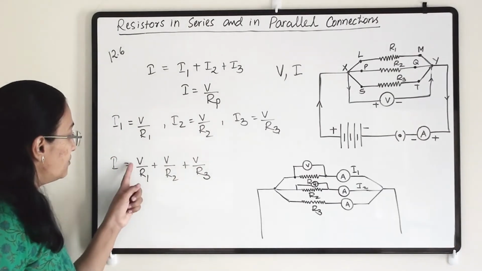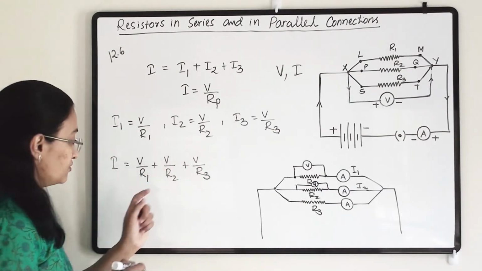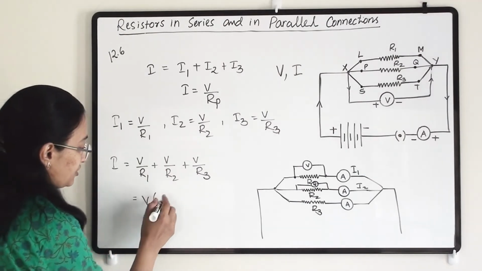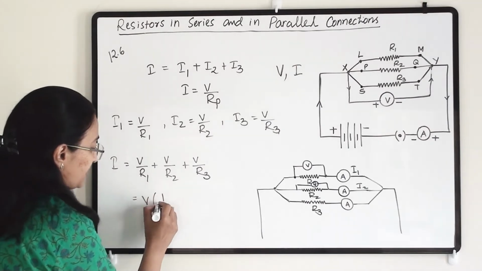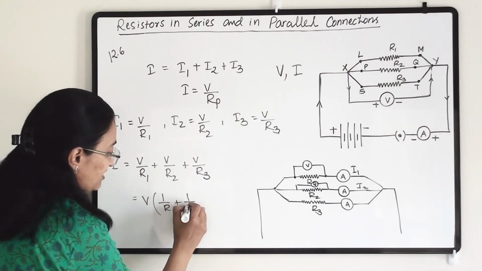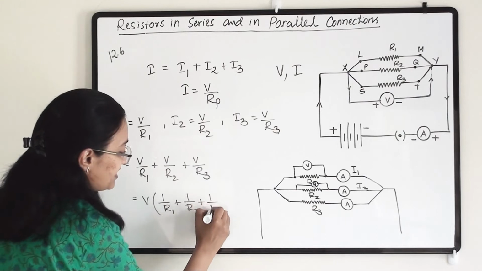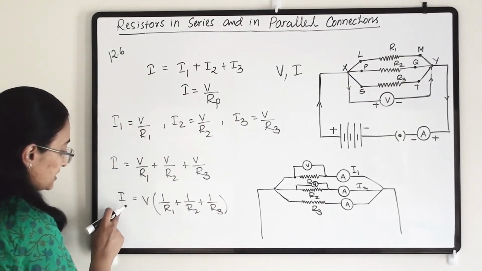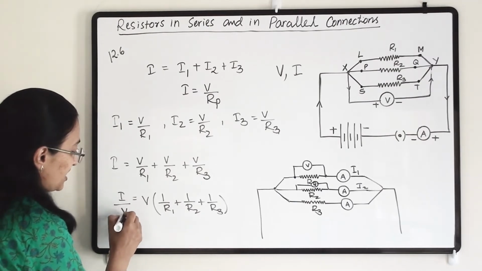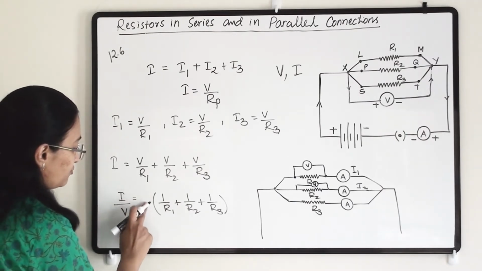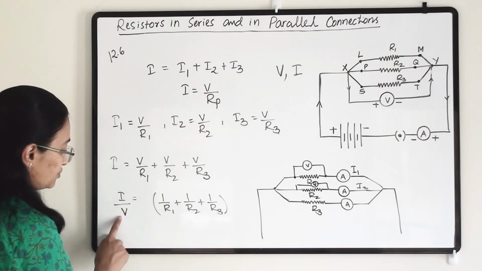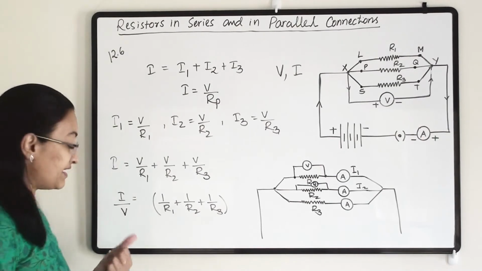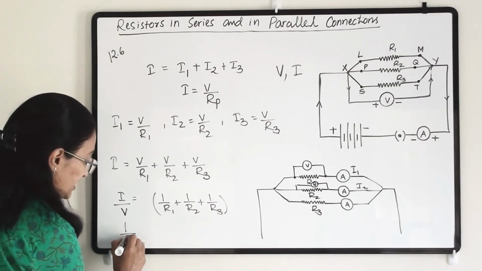Here the potential difference is common, so we can take it out of the bracket. Inside the bracket we have 1 divided by R1 plus 1 divided by R2 plus 1 divided by R3. Now we take V to the other side, and it goes to the denominator of I. So we are removing V from here and taking it to the other side. Now we know that I divided by V is 1 divided by R.